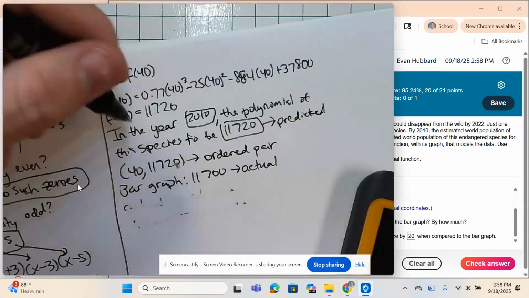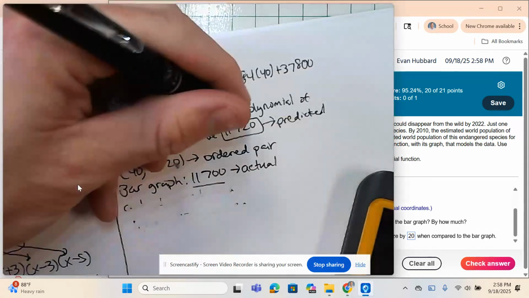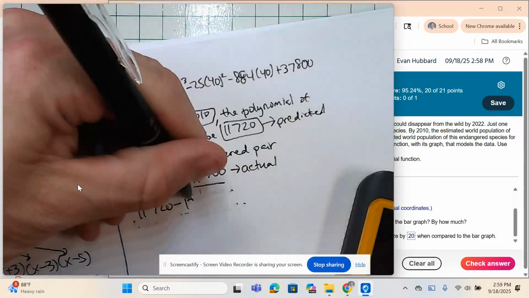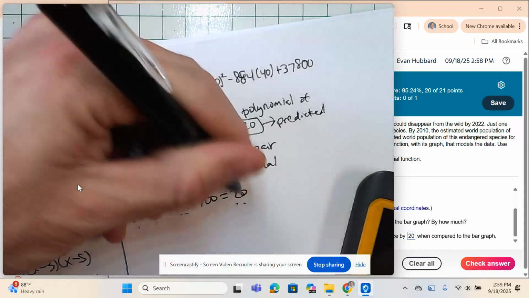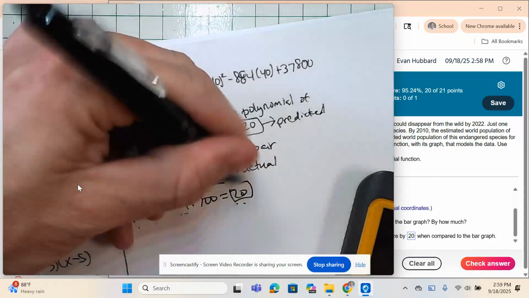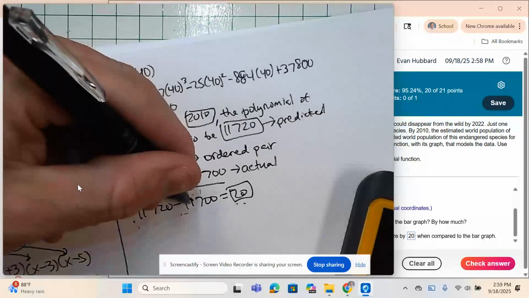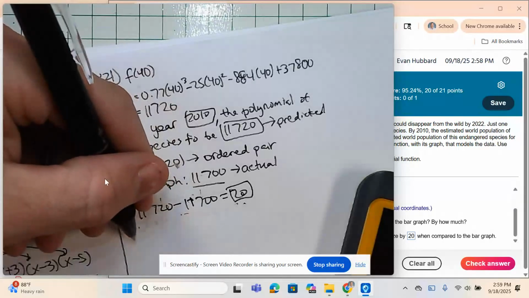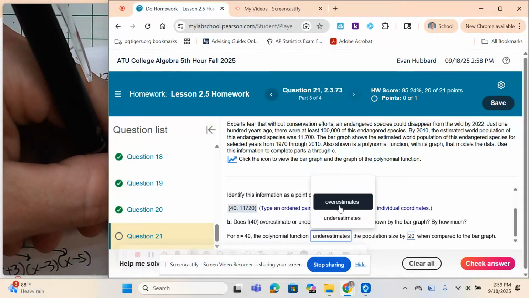I made a mistake here. The model said 11,720, and that's larger than the actual by 20. So the model overestimates, because the model is greater than the actual. The model overestimates it by 20.